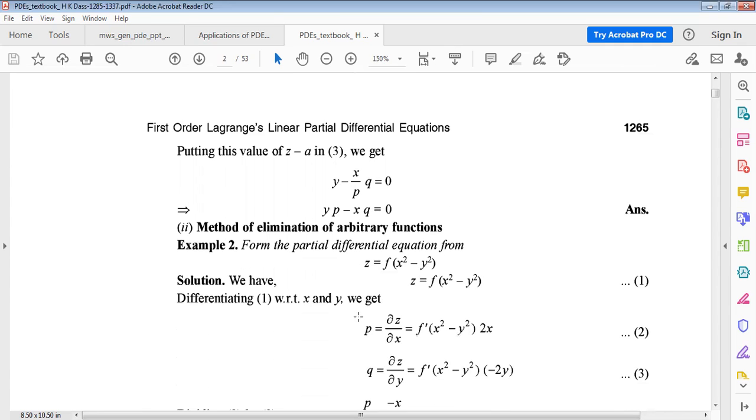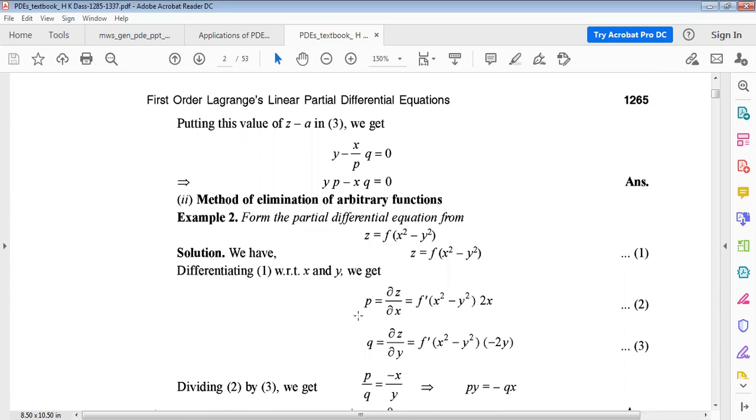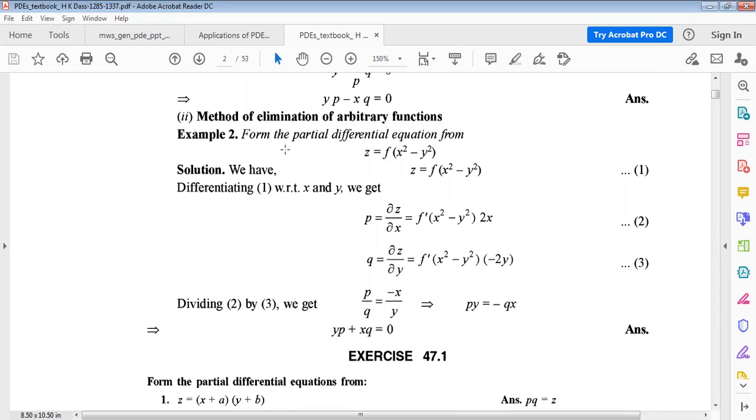Now methods for eliminating arbitrary functions. Actually, by transforming the function, we can form a partial differential equation. Suppose we have z equals f of x square minus y square. This is the given function.